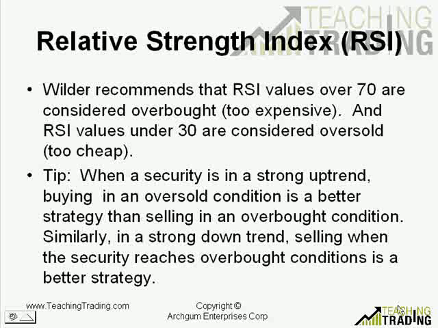Wilder recommends that RSI values over 70 are considered overbought, too expensive, and RSI values under 30 are considered oversold, too cheap. As a tip, when a security is in a strong uptrend, buying in an oversold condition is a better strategy than selling in an overbought condition. Similarly, in a strong downtrend, selling when the security reaches overbought conditions is a better strategy.